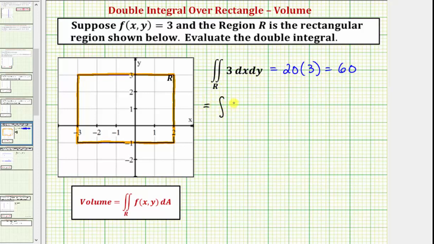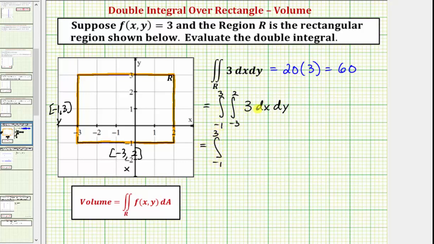So we'd have the double integral. Notice how we're asked to integrate with respect to x first. The interval for x is the closed interval from -3 to +2. Again, we can see that here. With respect to y, we integrate from -1 to +3. Again, these are x values, and these are our y values. So we'll first integrate with respect to x.